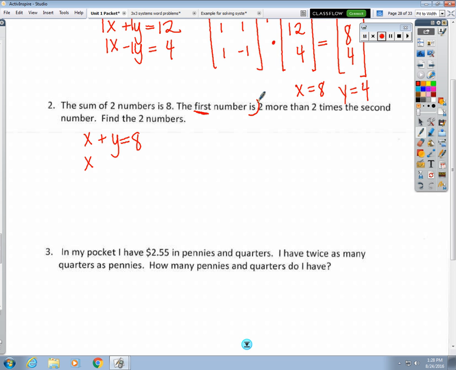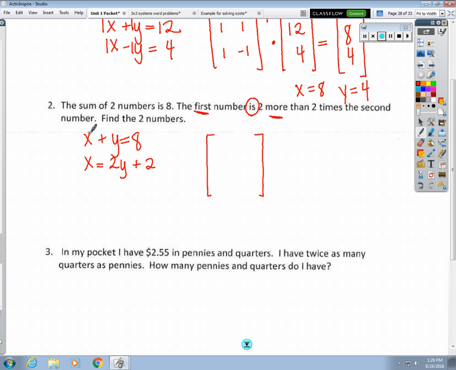What does the word is mean in math? Equals. 2 more. How do you write 2 more? Plus 2, so you're going to write it a little to the side because it's going to come after. You have to know what it's more than, so there's going to be something before it. And then 2 times the second. We know the second number is y if x was the first, and they tell you to do 2 times it. Now, before we're ready to put this in a matrix, what do we have to do?